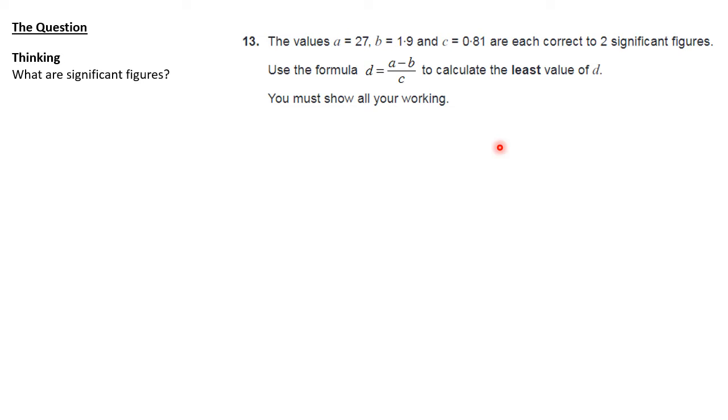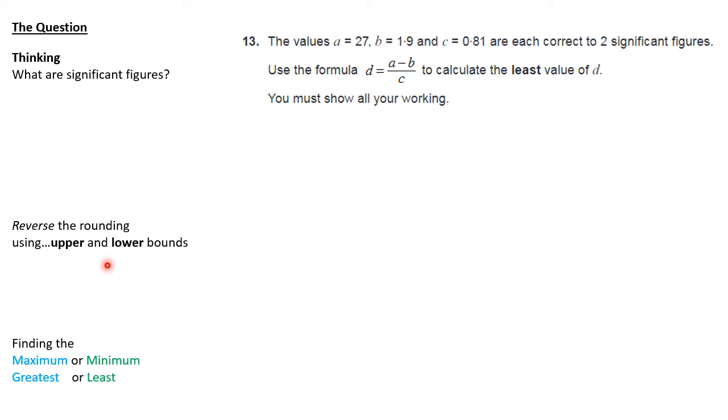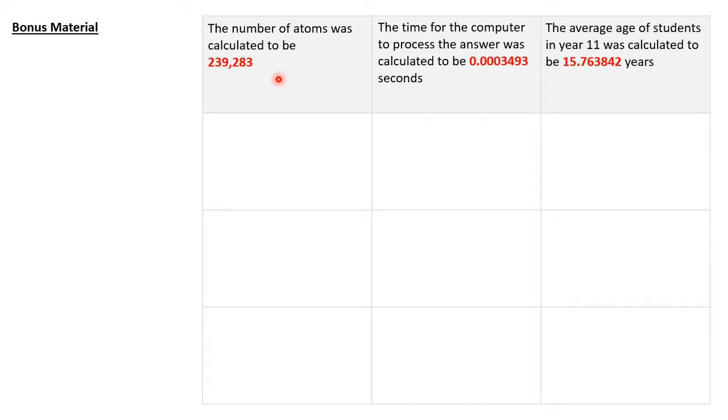We're going to think about our method though. So we're just going to recap a few things. What are significant figures? How we reverse some rounding that has happened. And then we're going to look at how we find the maximum or minimum, or the greatest or least, depending on the question, in a calculation. So let's go away and look at these three things, and then we'll put it all together to figure out this exam question.